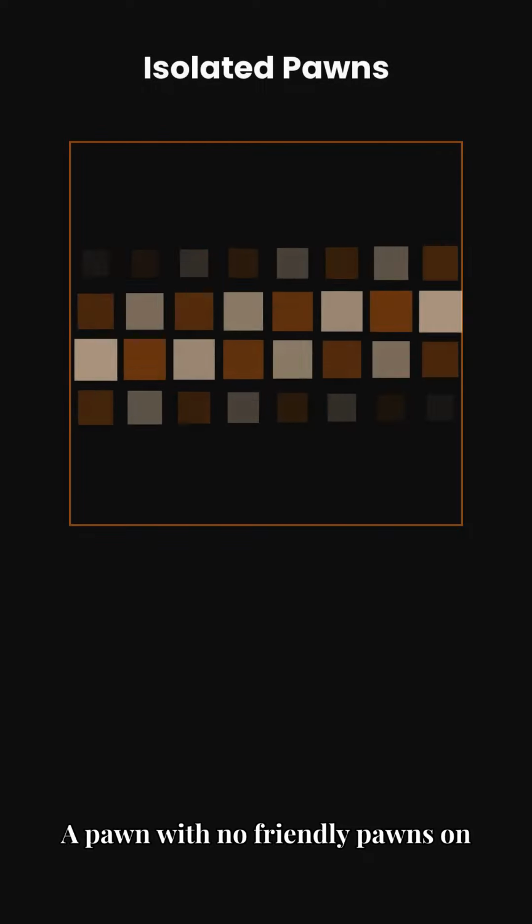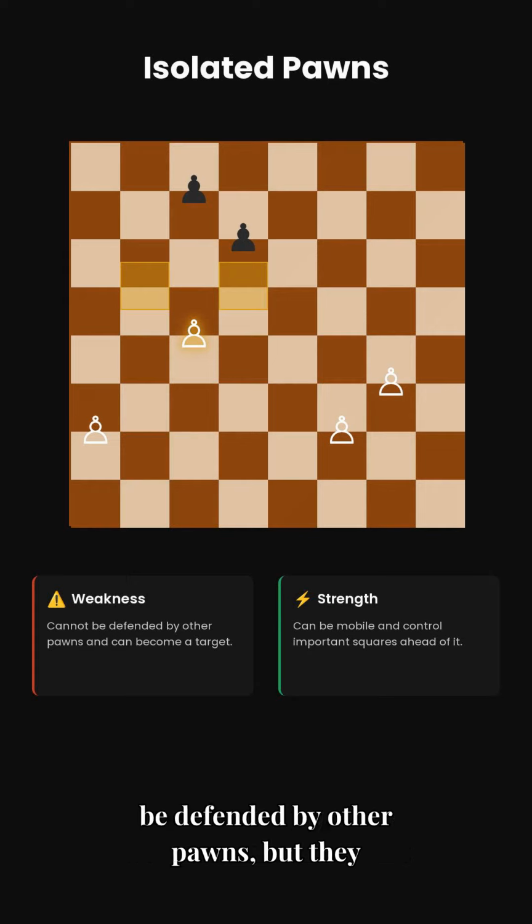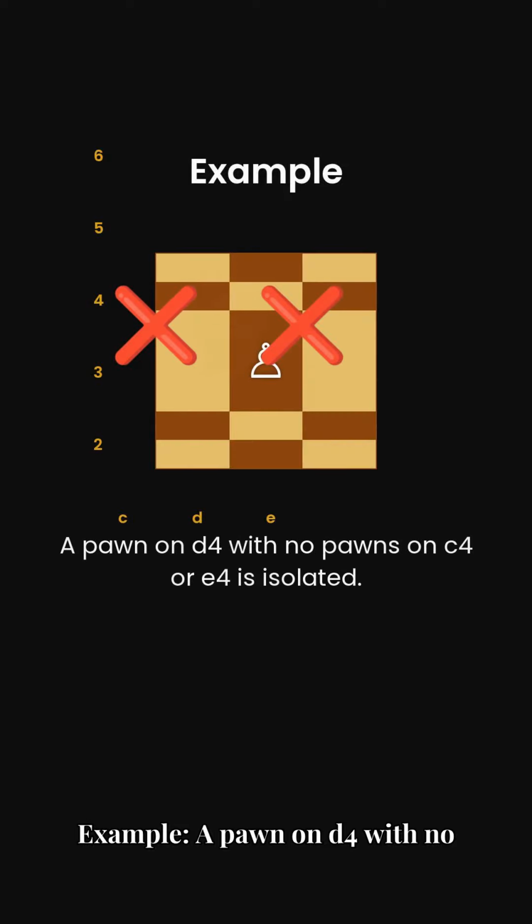A pawn with no friendly pawns on adjacent files. Isolated pawns are weak because they can't be defended by other pawns, but they can be mobile and control important squares. Example, a pawn on d4 with no pawns on c4 or e4 is isolated.